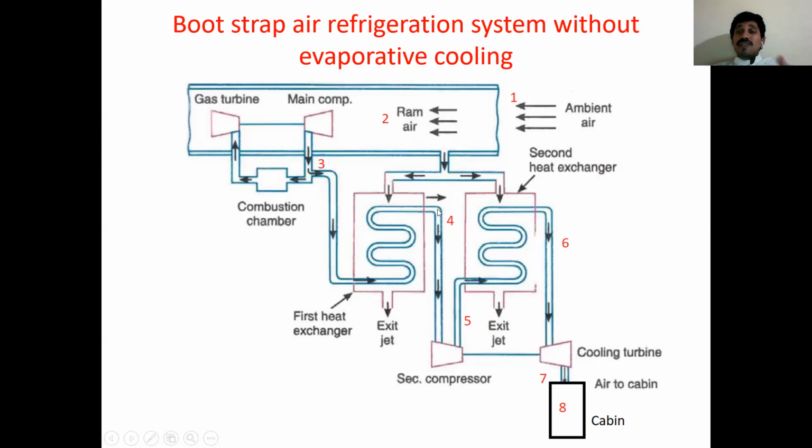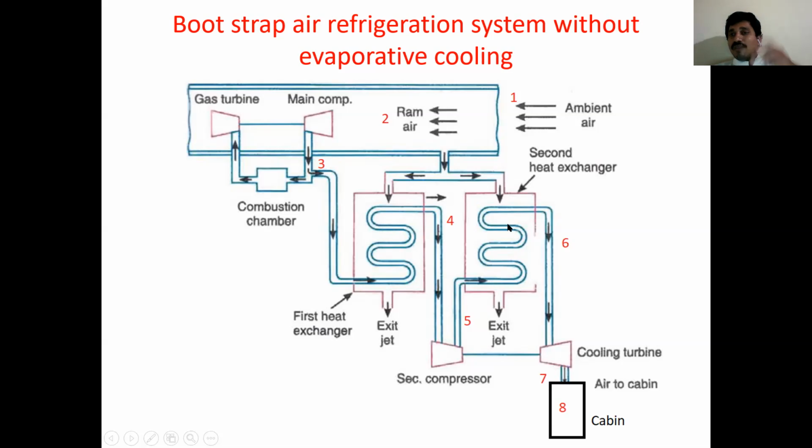Now in the previous diagram, in the without evaporative case, in the simple air refrigeration system, after the cooler the air directly moves to the turbine. But here see what is happening. Before entering the turbine, first of all the air coming from the cooler enters one more compressor, called the secondary compressor. One more time pressurization takes place. So with high pressure, once again this is moved to one more cooler.